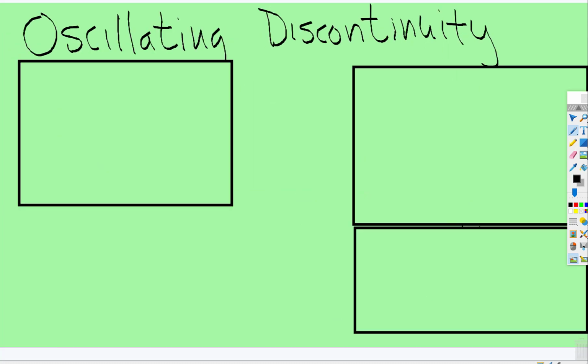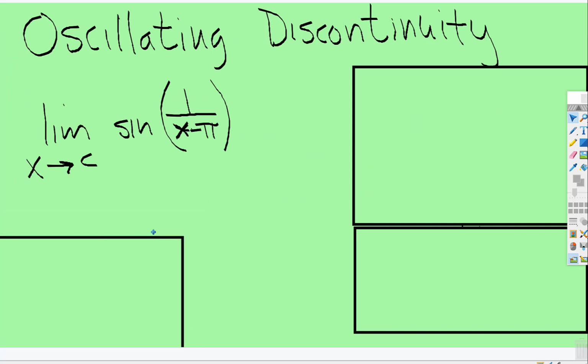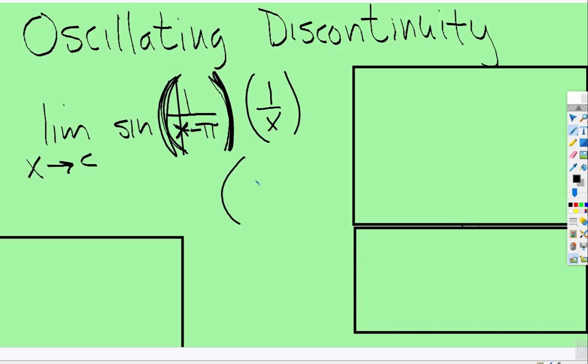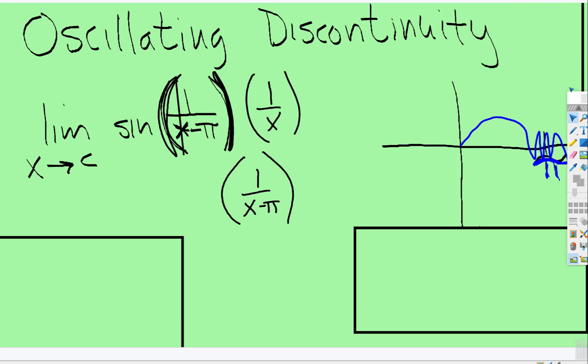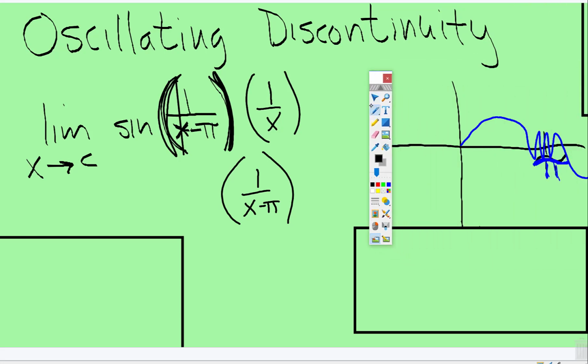One more. Oh, this is long. Oscillating discontinuity is when what we're going to be doing is trig functions. And when you see sine and in parentheses, you've got this phrase. It could be 1 over x, or in this case, we have 1 over x subtract pi. The graph of that is going to look, put it into Desmos to check it out.